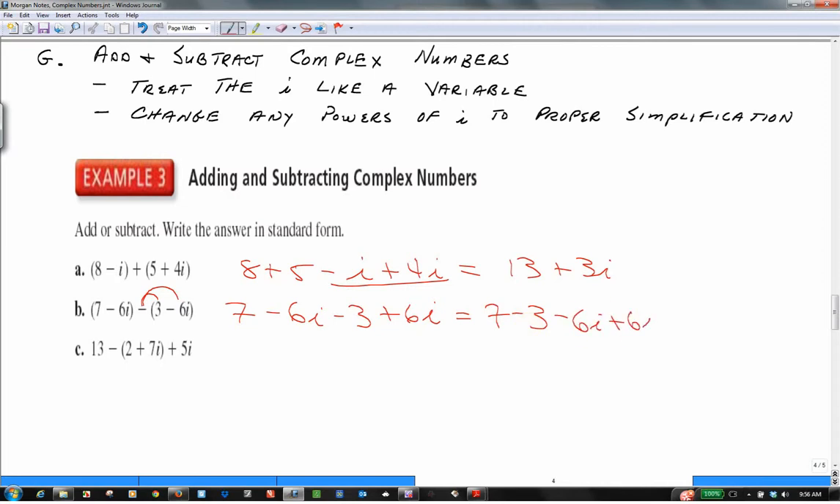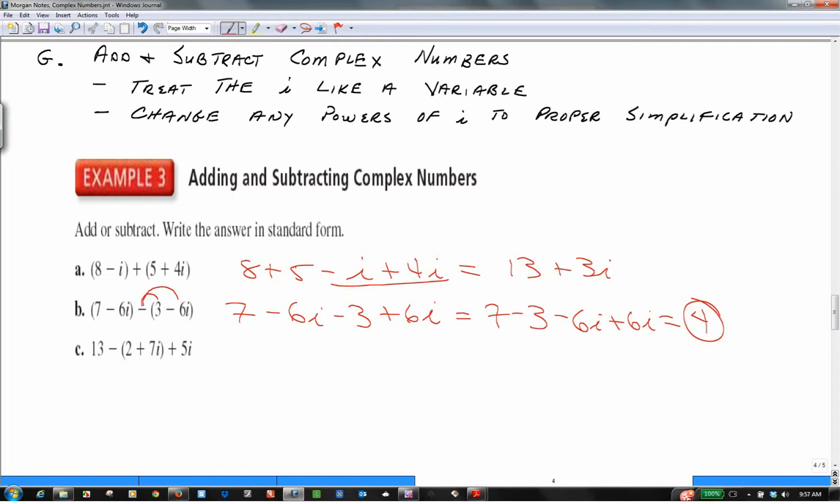If you want me to, like that. And now what we can see is we have 7 minus 3. The real portions would be 4. And for the imaginary portion, I have a negative 6i plus 6i. That's going to be 0. So the imaginary portions go to 0.